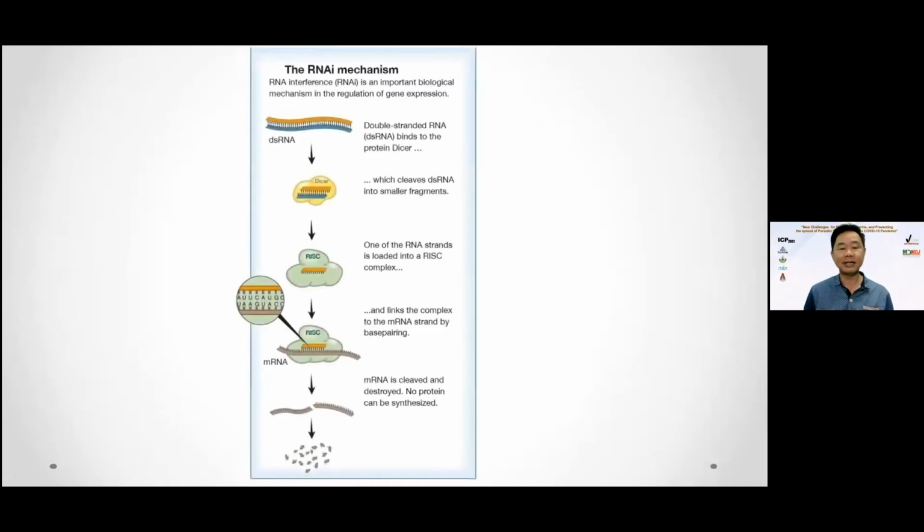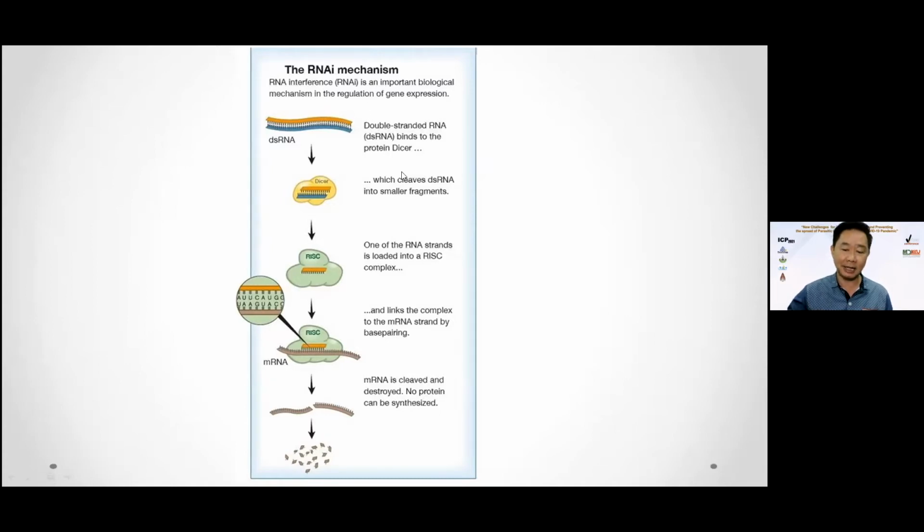So this is the principle of how the RNAi mechanism works. RNAi, or RNA interference, is a natural mechanism that organisms use to suppress genes that they don't want to express. This natural mechanism can be applied in the laboratory, so we use it for suppressing target genes.